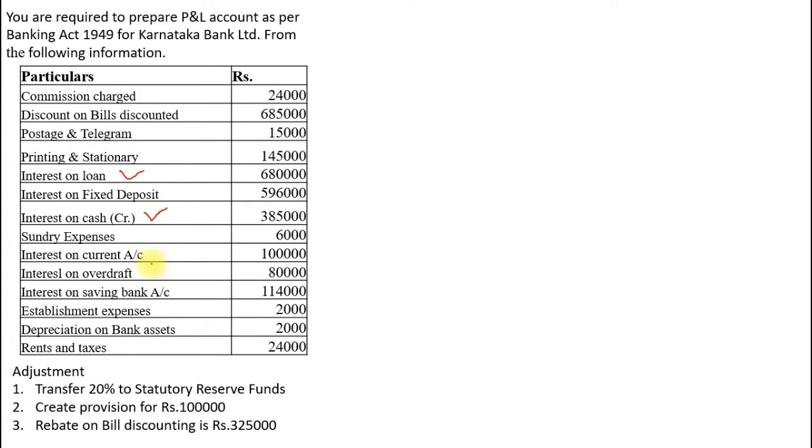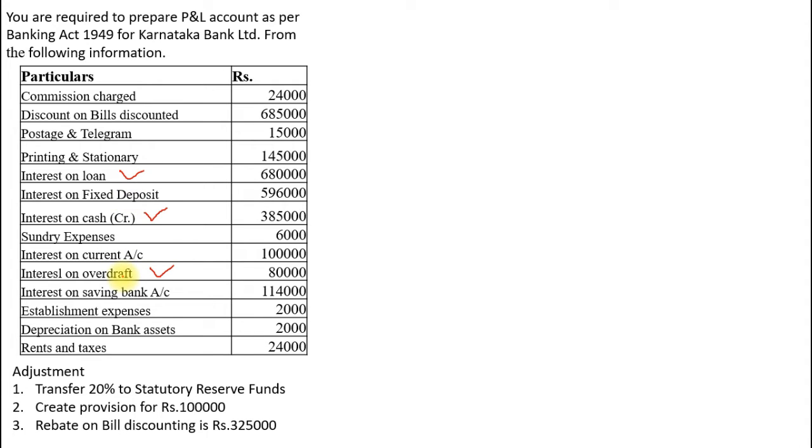Okay, next, interest on overdraft, again money coming in. Okay, interest on FD, interest on current account, interest on saving account. Here, this is what the bank has to give, so they are all expenses. Okay, so these are three interests which I can see which are income.